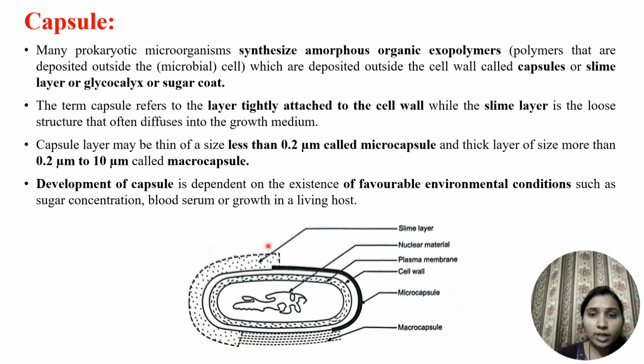You can see here there are two types, microcapsule and macrocapsule. So what is microcapsule? The capsule layer may be thin, of size less than 0.2 micrometer. This is called the microcapsule. You can see in this diagram, this is the microcapsule having size less than 0.2 micrometer, and the thick layer of size more than 0.2 to 10 micrometer is called the macrocapsule. Here you can see the structure of the macrocapsule. So next important point is that the development of the capsule requires favorable environmental conditions like sugar concentration, then blood serum, or growth in the living host.